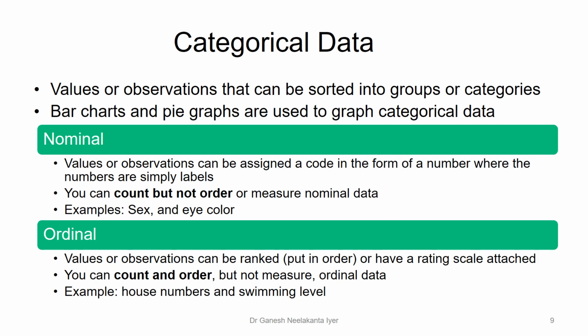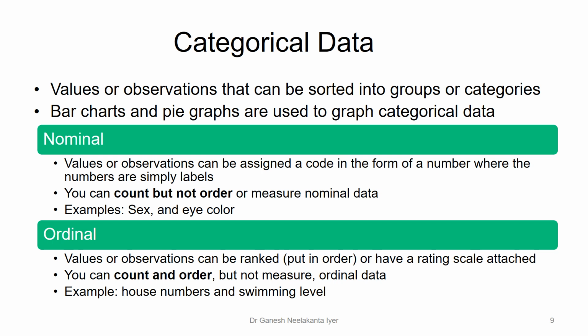Another type of data is categorical data, which are values or observations that can be sorted into groups or categories. Typically, bar charts and pie charts are used to represent categorical data. Again, there can be two types of categories, nominal and ordinal. Nominal categorical data are values or observations that can be assigned a code in the form of a number, where the numbers are simply labels.